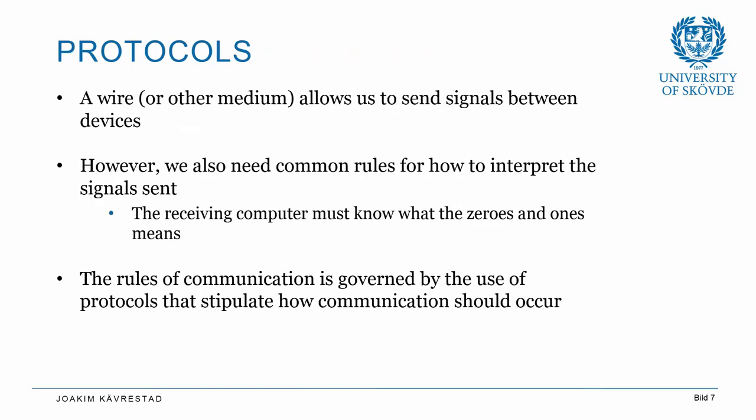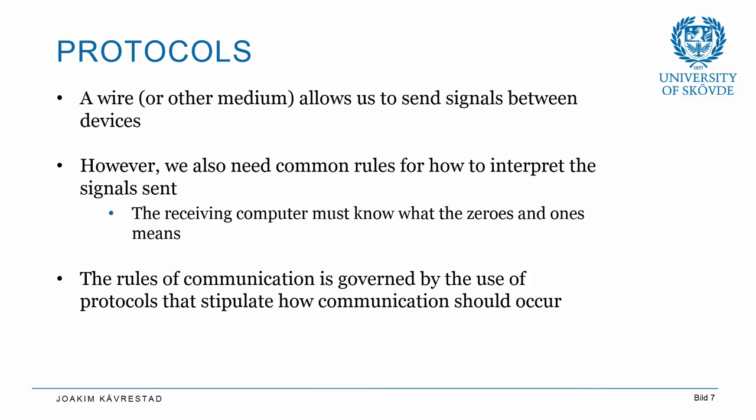So let's talk a little bit about protocols. A wire or any other medium allows us to send signals between devices. We send ones and zeros. However, we need common rules for how to interpret the signals sent. So if we use a copper cable between 2 computers, we will actually send signals using electricity. But how do we know what is a 0 and what is a 1? The receiving computer must, of course, know what's a 0 and what's a 1, and they must also know what 0s and 1s mean. And these rules of communication are governed by different protocols that stipulate how communication should occur.